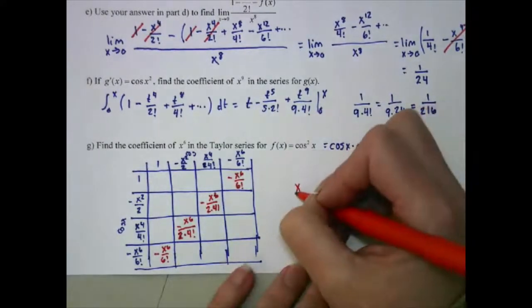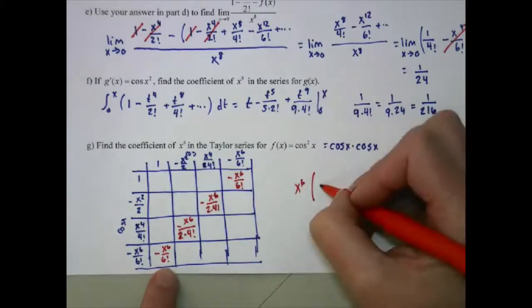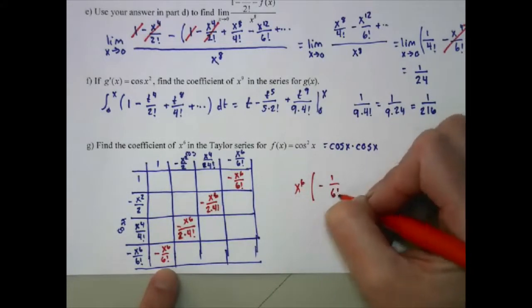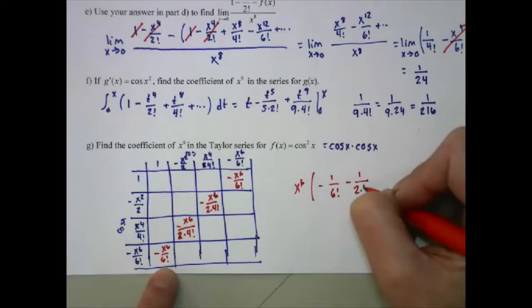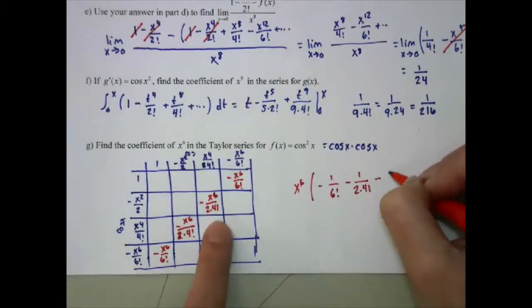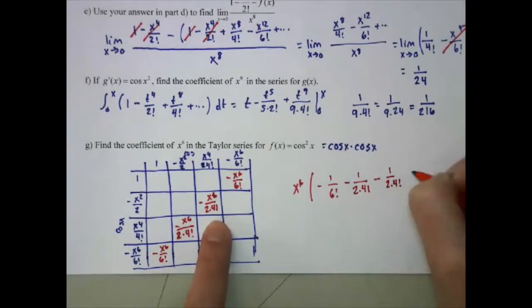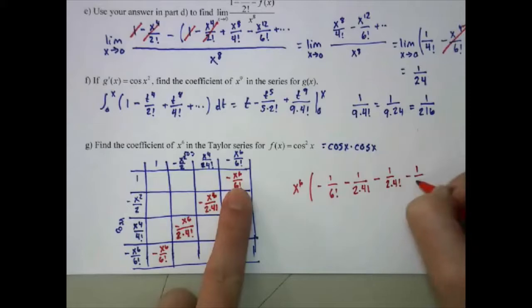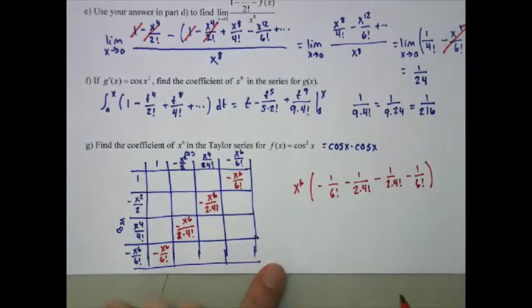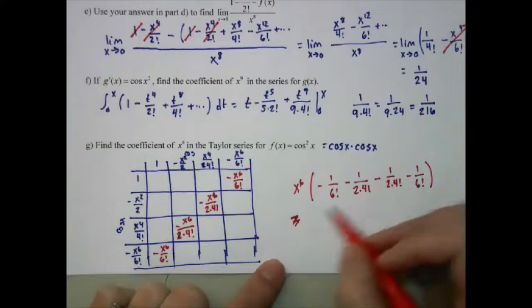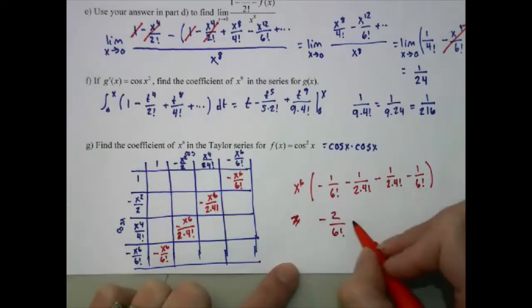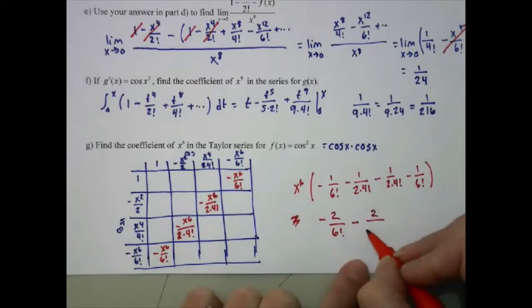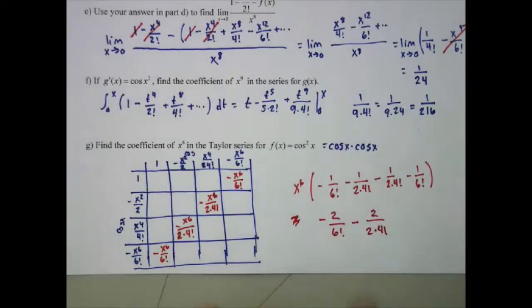Okay, well, pulling those all out, I've got an x to the 6th times negative 1 over 6 factorial minus 1 over 2 times 4 factorial minus 1 over 2 times 4 factorial minus 1 over 6 factorial. So my coefficient is going to be, I've got 2 of those, so negative 2 over 6 factorial and 2 over 2 times 4 factorial. And you can go further if you want to, but I'm just going to stop there.